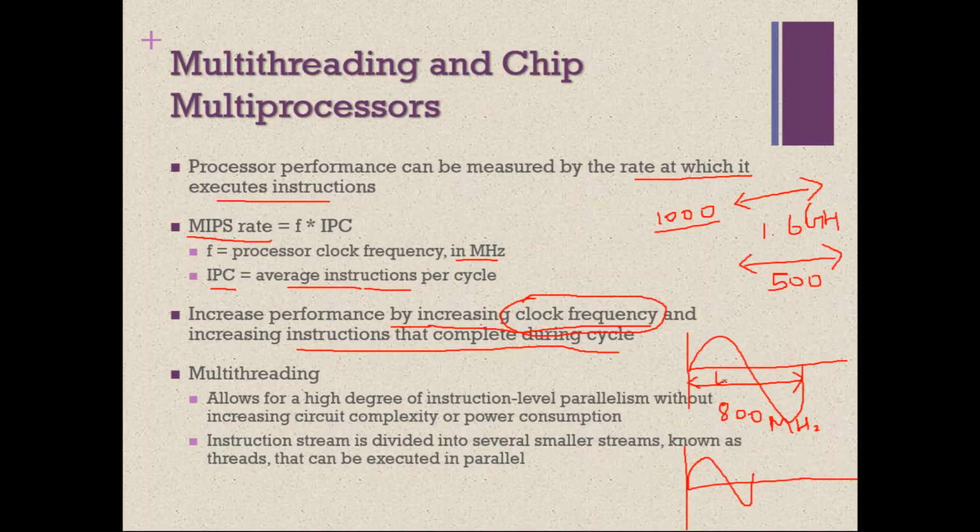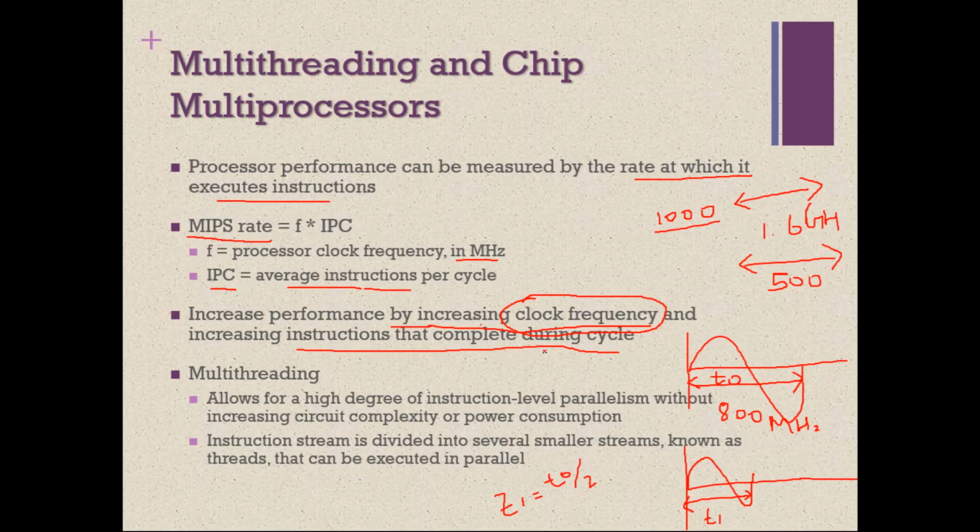Previously this is T naught. Now this time is T1, where T1 is equal to T naught by 2. So improving the clock frequency means this duration will be reduced. So it is not enough just to increase the clock frequency.